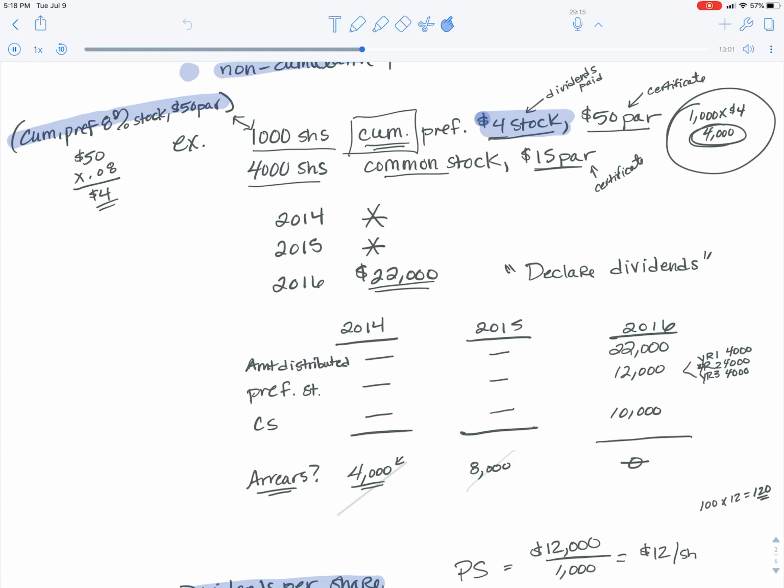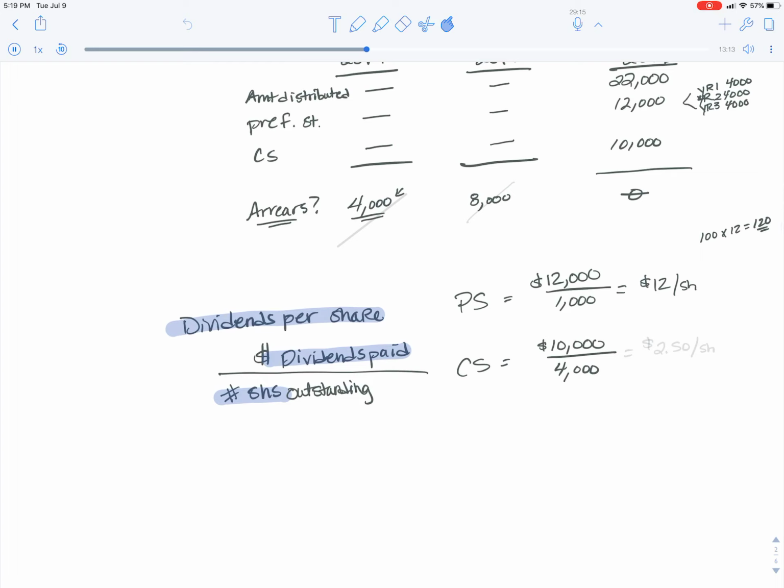What about a common stockholder? So the common stockholders got paid $10,000, and there are 4,000 shares of those. So actually, common stockholders only get $2.50 per share.